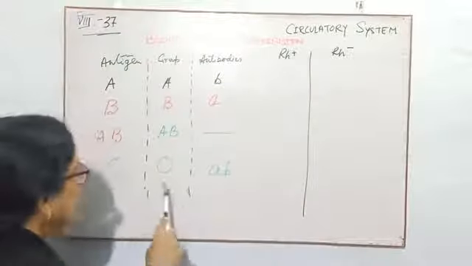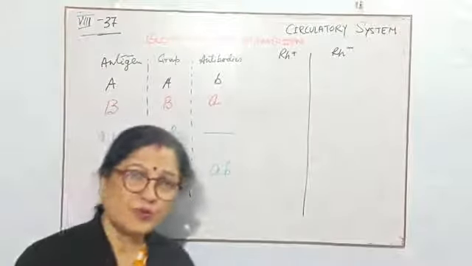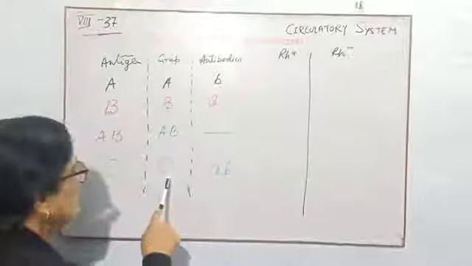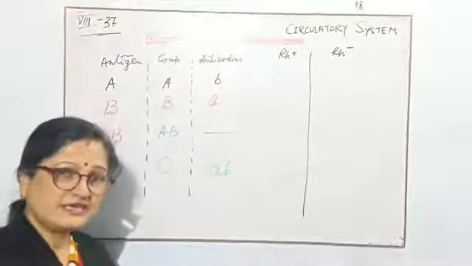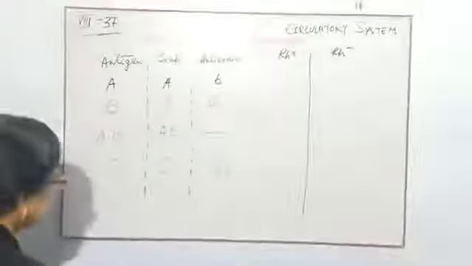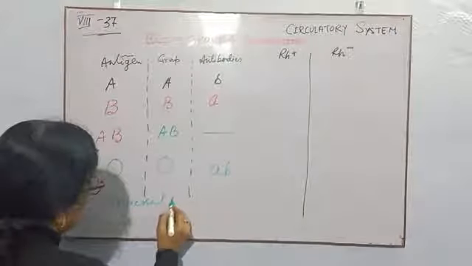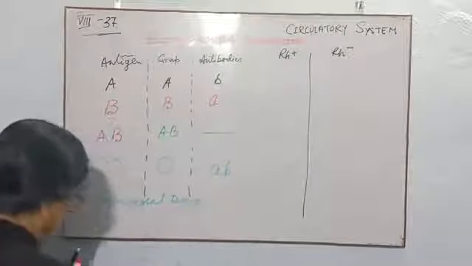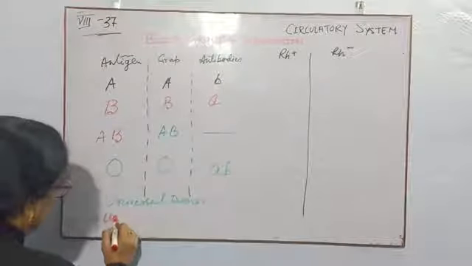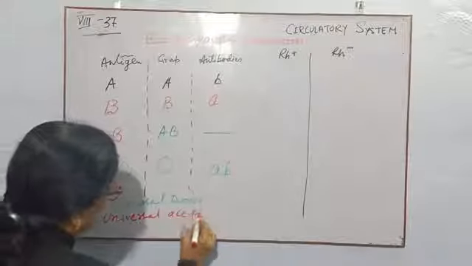And O blood group, because there is no antigen, so there will be no problem of fighting with the antigen and antibody. So O blood group can be donated to each and every type of person. So O is called as universal donor. And AB is termed as universal acceptor.